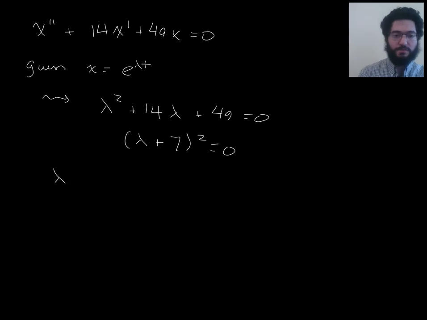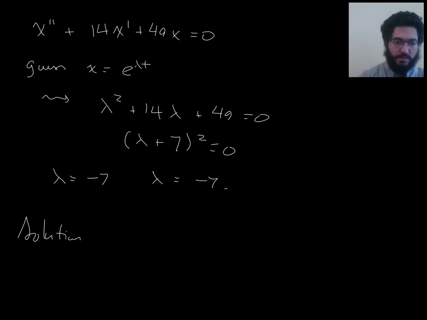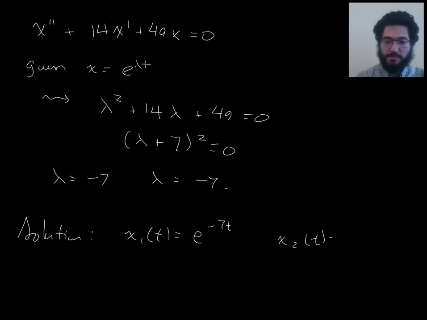So we got the root lambda equals minus 7, and we got the other root lambda equals minus 7, but it's not really another root. So this is the repeated roots case. And so one solution is x1 of t equals e to the minus 7t. But problem, we need another solution. So what do we do?